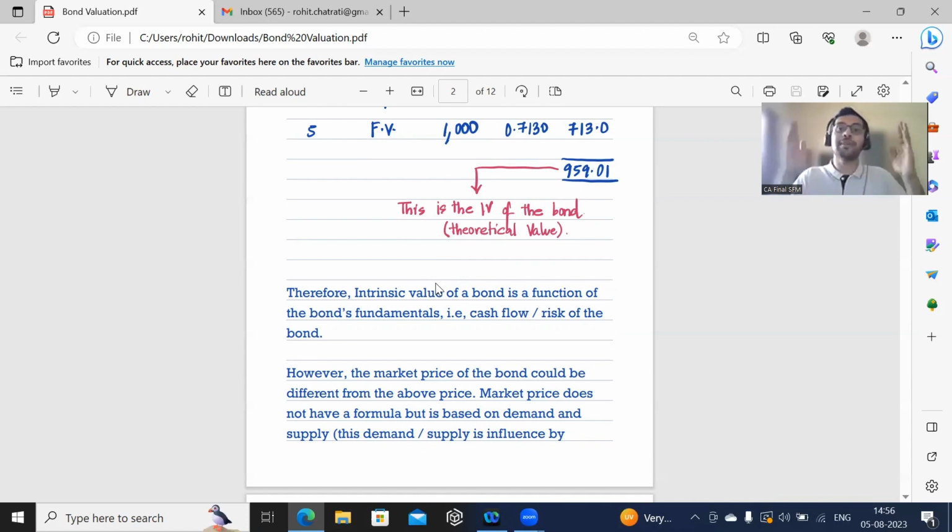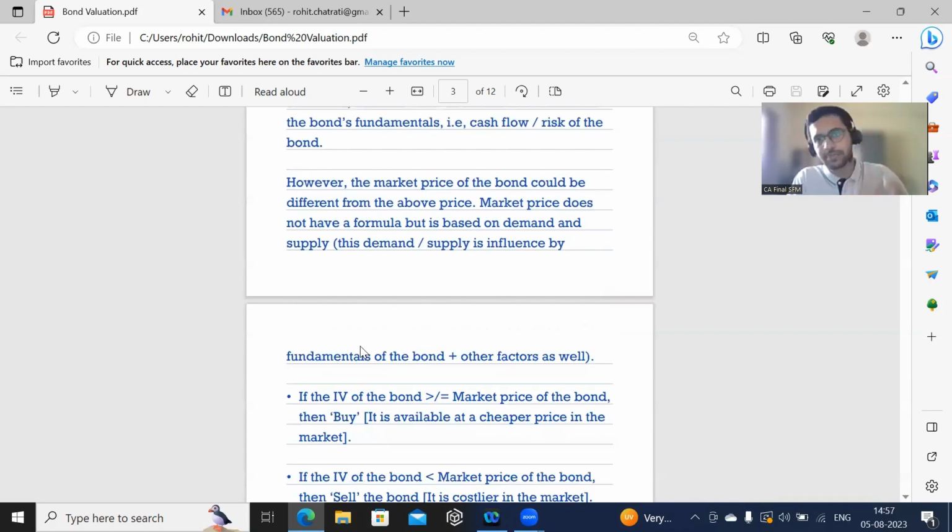All right. Both of them need not necessarily be the same. $959 is something that you have calculated with a pen and paper, which is not necessarily what you see on the trading screen as the price of the bond. Of course, one of the primary factors that drives demand and supply is the fundamentals, but there are other factors which also drive the demand and supply of it.